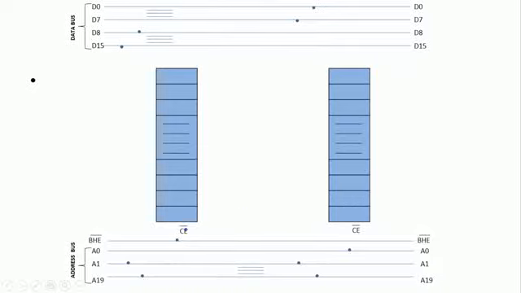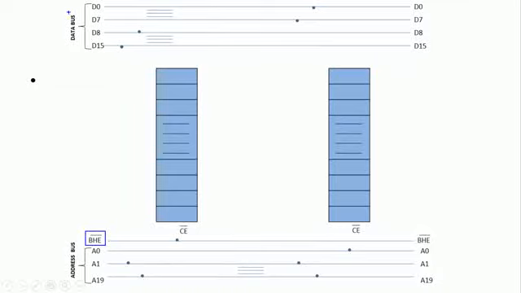Now, when A0 is 0, this one is enabled. No problem at all. When A0 is 1, this one is disabled, which means the other one is going to be enabled with the help of the BHE bar signal. I told you during the explanation of the pin diagram that BHE bar is the bus high enable signal, which is used for indicating whether we have valid data on the higher order data bus or not.